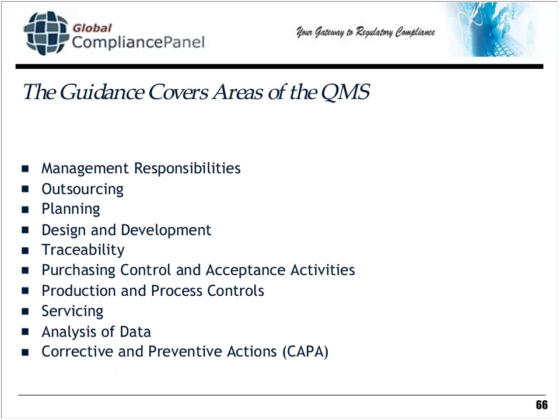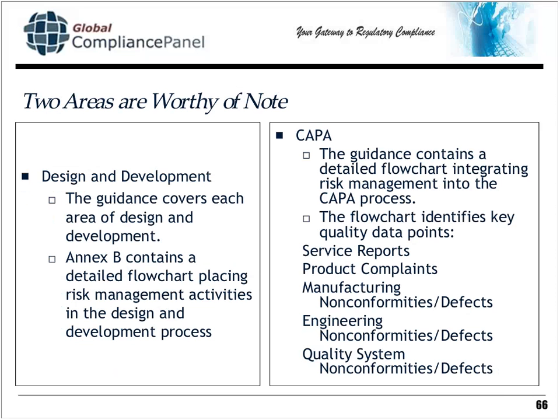But there are 2 that are of particular importance that I want to focus on. The first is design and development. So this guidance document covers every area of design and development. So that's really important. And they do it in detail. So Appendix B has a detailed flow chart that shows the interrelationship between design control and the risk management process. So this is going to be very useful for you to get an integrated system implemented.